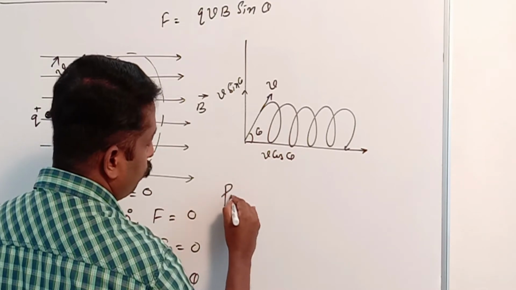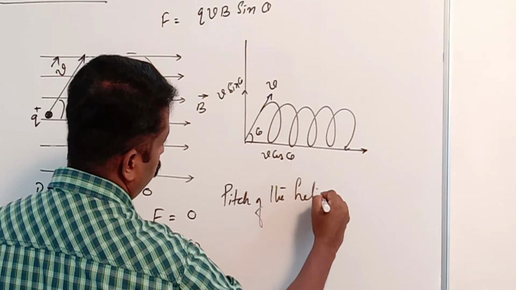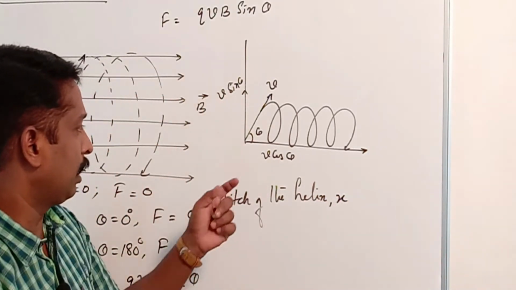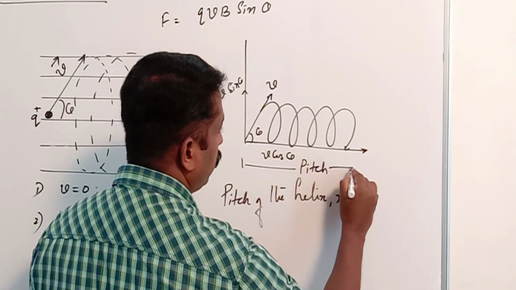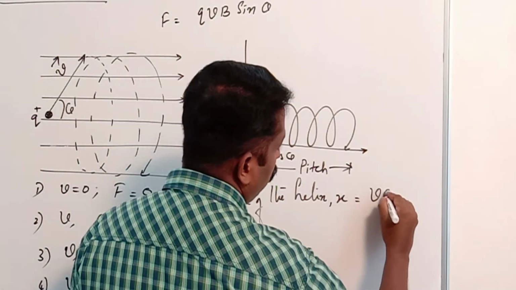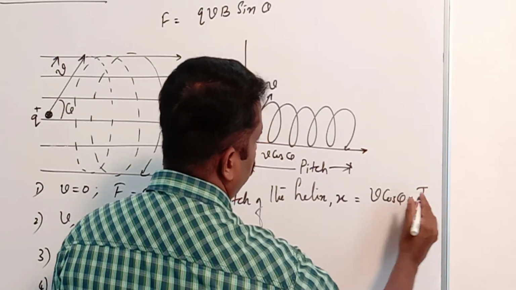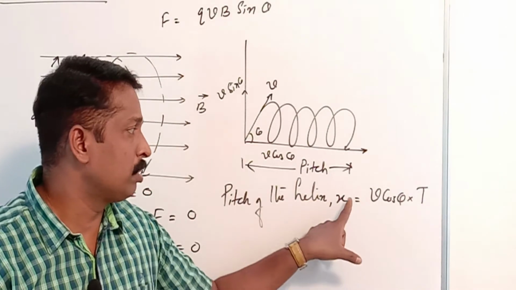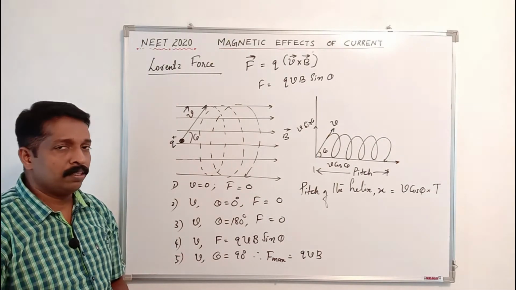Then what is the pitch of the helix? Pitch of the helix is x, that is the displacement along x-axis. This is known as pitch of the helix. Then pitch of the helix x is equal to v cos theta, component of velocity along x-axis, into time, because it is a displacement, hence component of velocity into time gives displacement. So pitch of the helix is v cos theta into t.